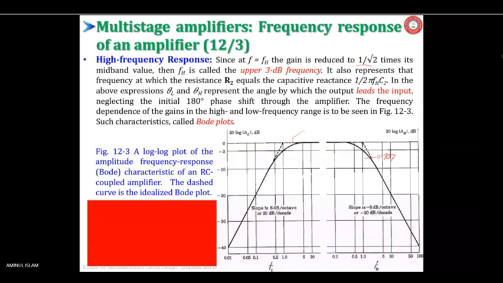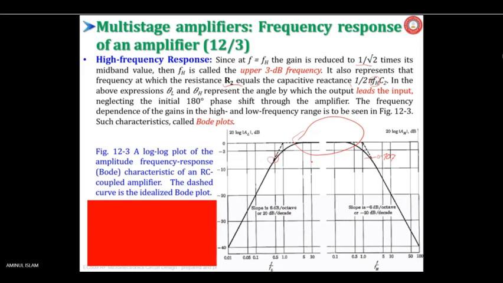In this zone, whatever frequency you have is multiplied by the midband gain. If it is 1, then it is 0.707. The same thing is on the lower side also. It is called FL, it is called FH. Understood? It also represents the frequency at which the resistance R2 equals the capacitive reactance 1 upon 2 pi FH C2. Same way. It was FL, it is now FH.